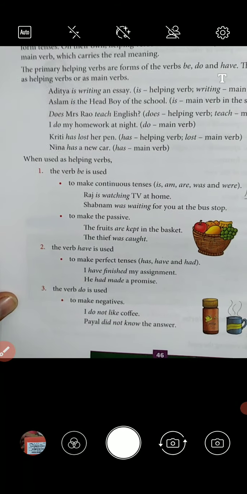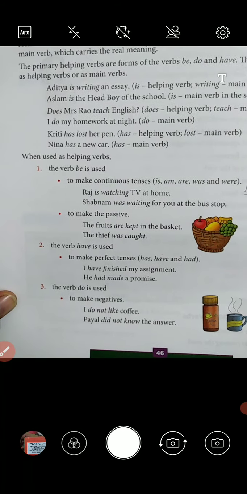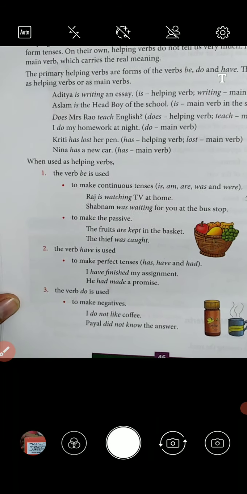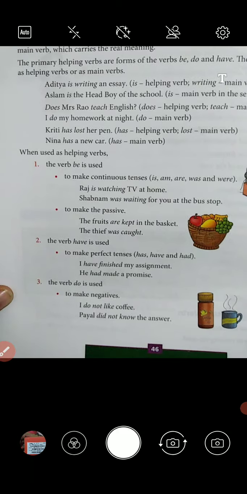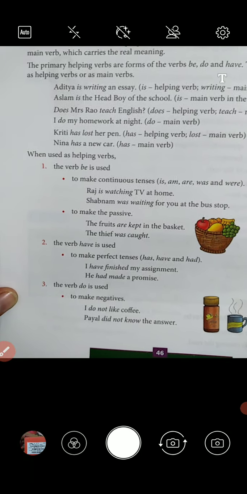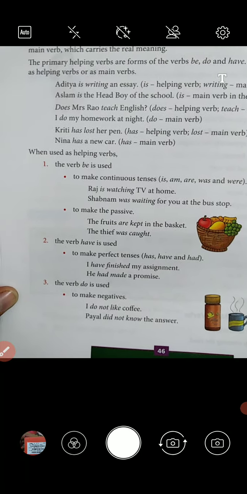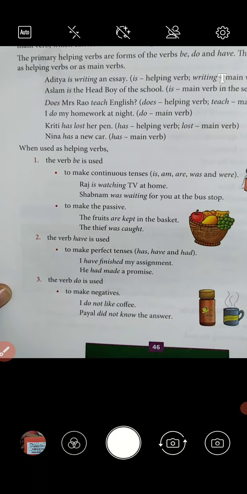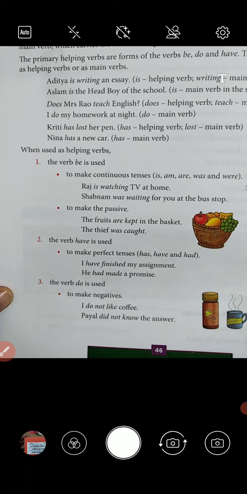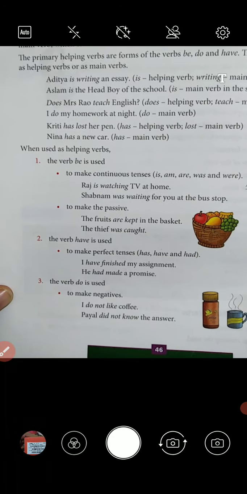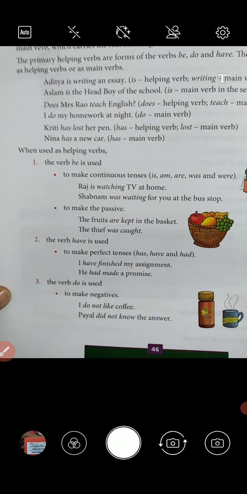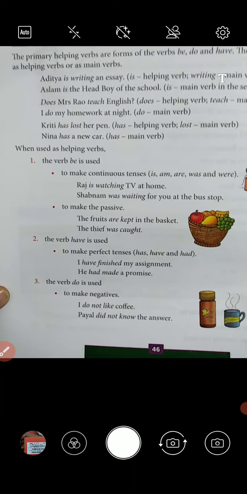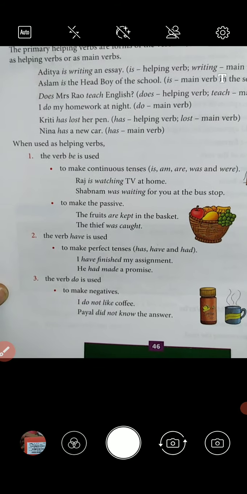Now the next one, the verb have is used to make a perfect tense. So what are the forms of perfect tense? In the present tense we have has and have, and in the past tense we have had. Now look into the sentences. I have finished my assignment. Have finished. So the perfect tense, as we already said, have finished is the verb in this sentence.